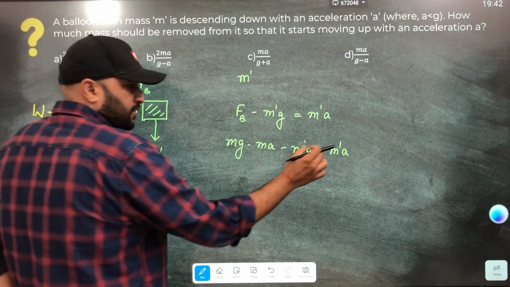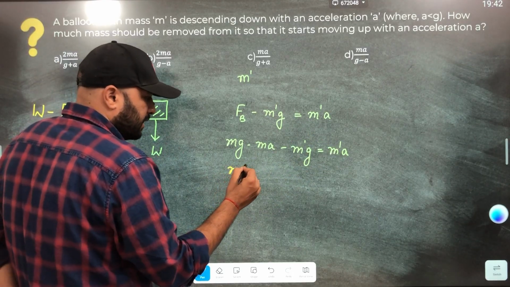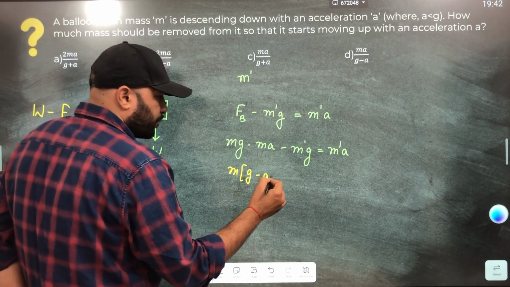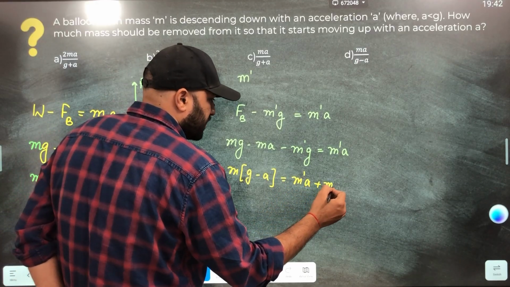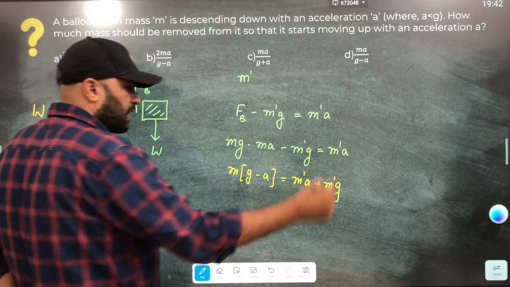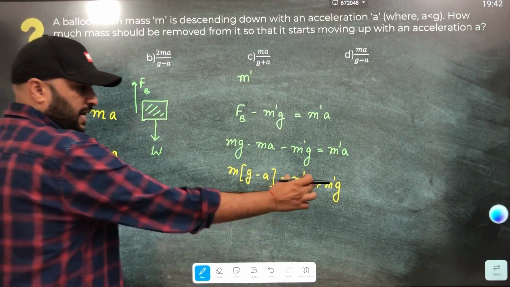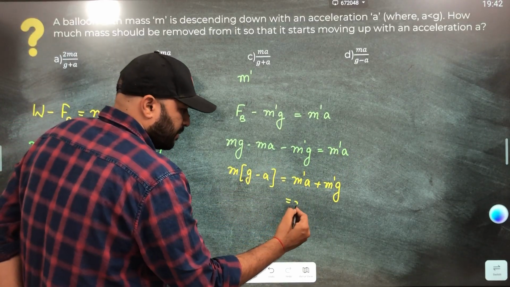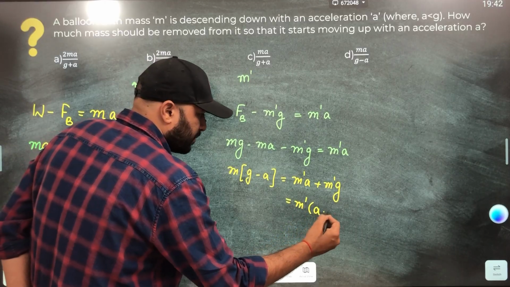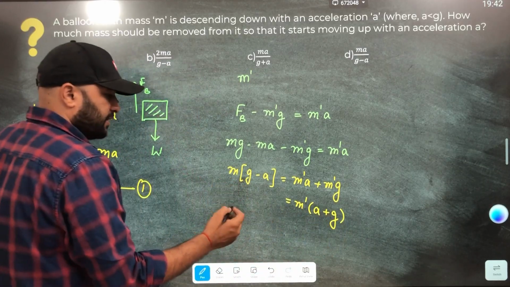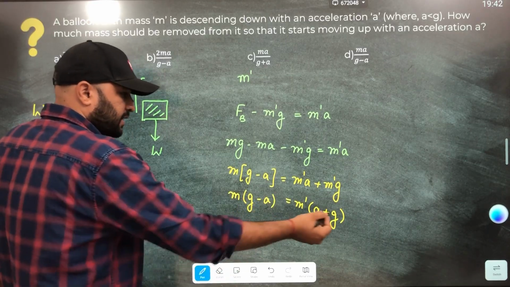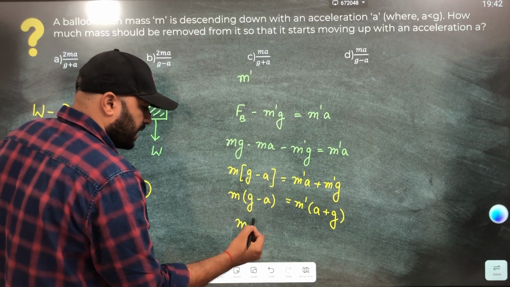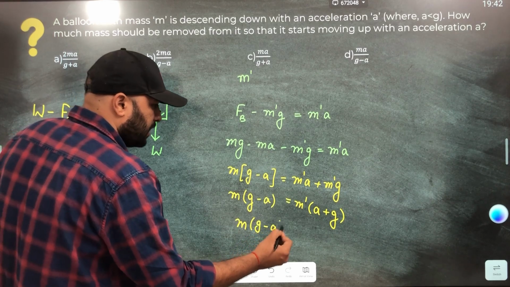Now, let's take this on the other side. So m I am taking here. It will be g minus a, equals m dash a plus m dash g. Correct? I just took this m dash g on the other side. We have to find m dash. So let's take m dash common, here it will be a plus g, and on the left hand side it will be m into g minus a. Now let's take a plus g on the other side, it will be m dash equals m times g minus a upon a plus g.